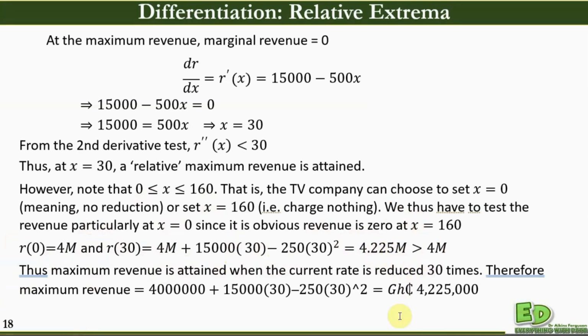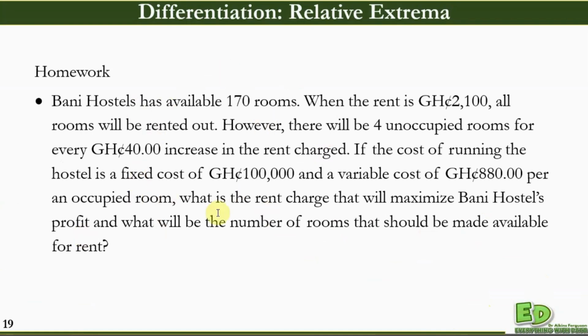You can see that the 4.22 million is higher than the 4 million. Thus, the maximum revenue is attained when the current rate is reduced 30 times, right? So if we reduce it by 30 times, we will achieve the maximum revenue. You can try with the 160. You can put the 160 here into the revenue function. You can see that it will be less than that of the 30, or less than the 4.225 million. So therefore maximum revenue is equal to 4,225,000 Ghana cedis.